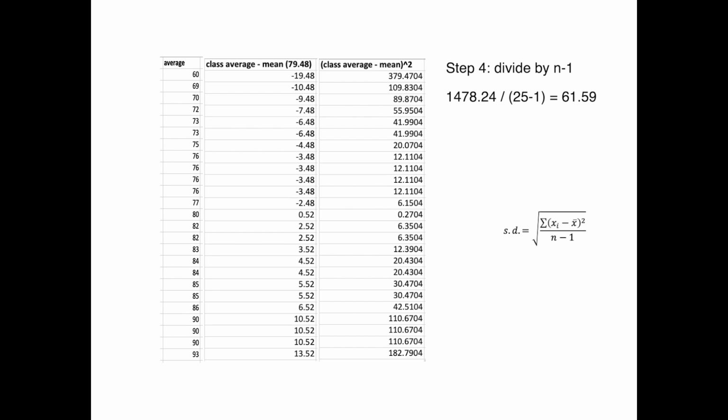Dividing 1,478.24 by 24 gives us 61.59. The final step is to then take the square root of that value. So taking the square root of 61.59 gives us a standard deviation calculation of 7.85.